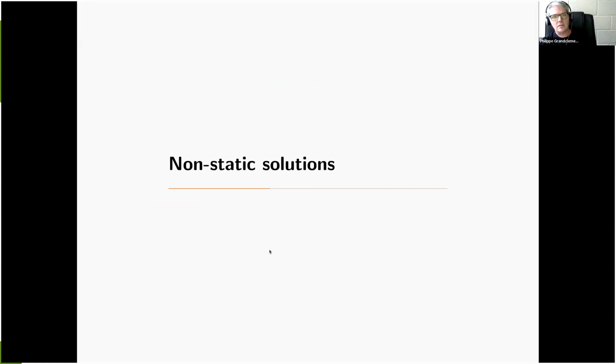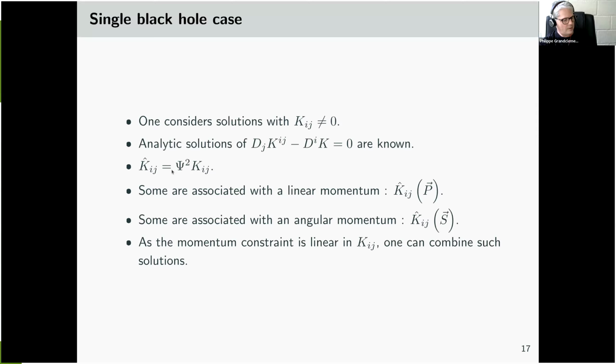Okay. So as I said, it's not very satisfactory in a sense that if you do an evolution of those initial data, you will get a head-on collision essentially, and that's not what you want to do. You want to be able to simulate black holes that go around quasi-circular and slowly inspiral. So in order to do that, you need to go to non-static solutions. I'll check the time. I think it's okay. So the idea now is to have solutions with a non-vanishing extrinsic curvature tensor.